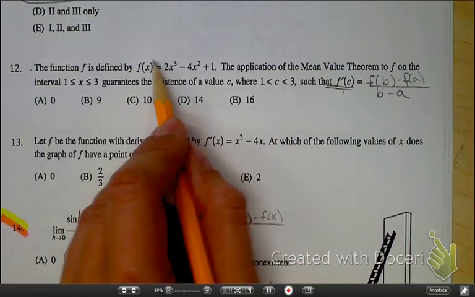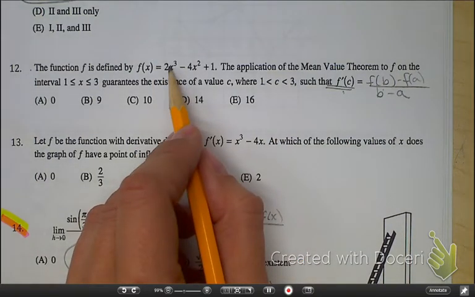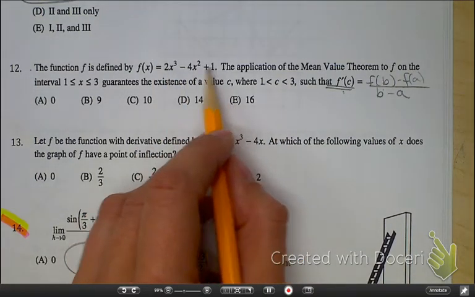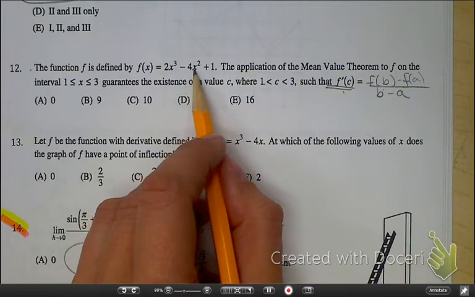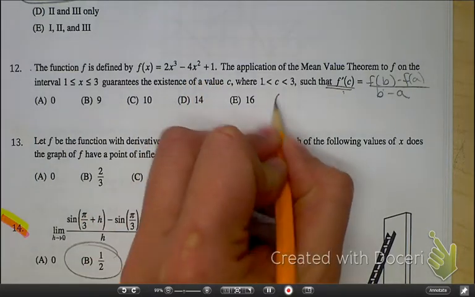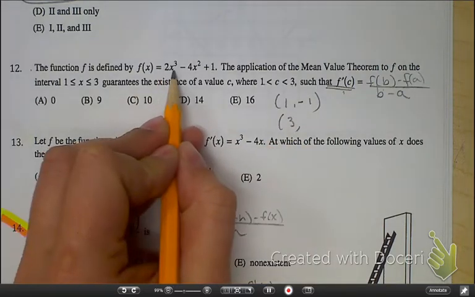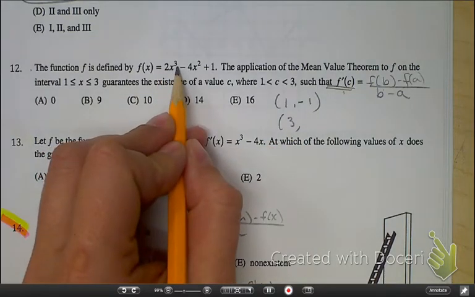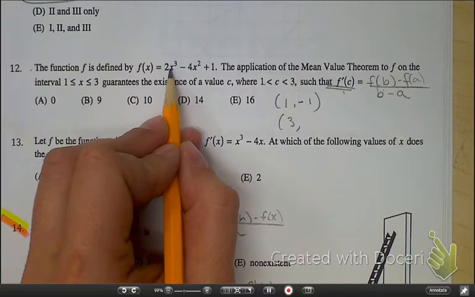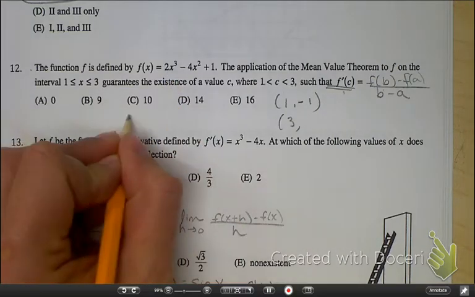If I plug them into the original function, if I plug in 1, I get 2 minus 4 plus 1, which is negative 2 plus 1. Negative 2 plus 1 is negative 1. So when I plug in 1, I get negative 1. When I plug in 3, I get 3 cubed is 27. 27 times 2 is 54. Make some notes over here.